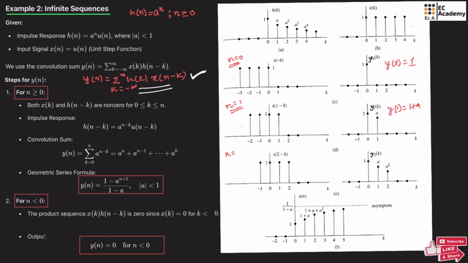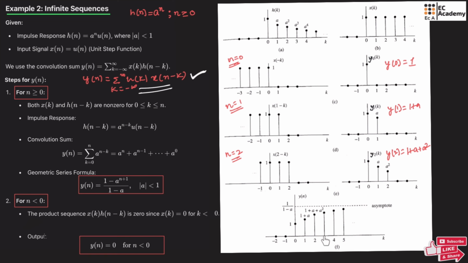And for n is equal to 2, we need to shift this sequence towards the right side by 2 divisions. So we'll get this sequence. If we multiply x of 2 minus k with h of k, we'll get this sequence. So we'll get at n is equal to 0, 1, at n is equal to 1, a, and at n is equal to 2, a square. So we can write y of 2 is equal to 1 plus a square. Since it is an infinite sequence, you can calculate this for a few steps and you can stop.